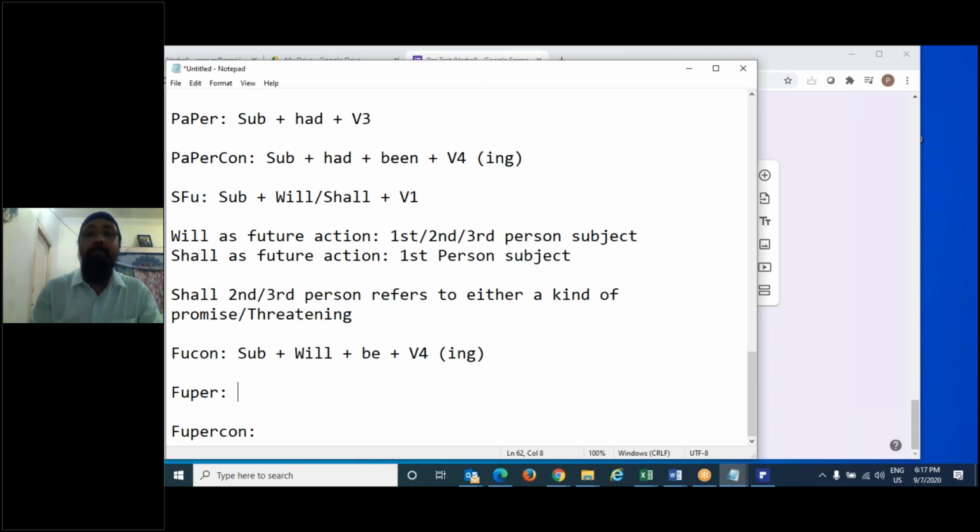So maybe future perfect, let's talk about it: subject plus will plus have plus v3. You will have eaten, or I will have eaten, they will have eaten. So that's how the will and have to be used, and the v3 form is being used.